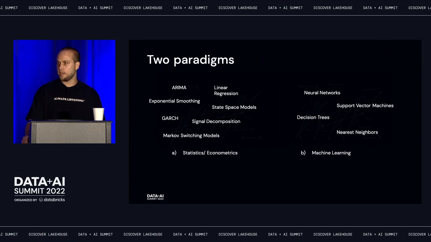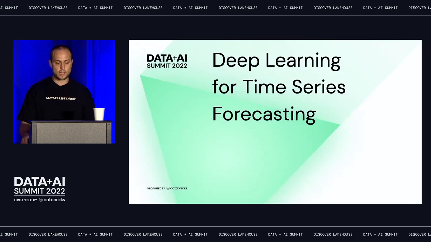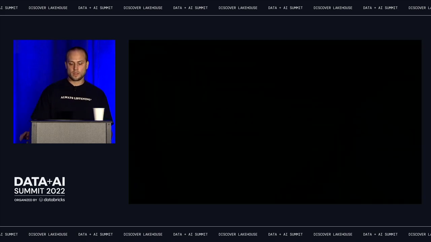And then recently, obviously, we also saw a revolution of machine learning in the field with decision trees that have performed quite well in different competitions, but also support vector machines, nearest neighbors, etc. And more recently, we have seen a growing interest in neural networks, deep neural networks, and in general in deep learning for time series forecasting.